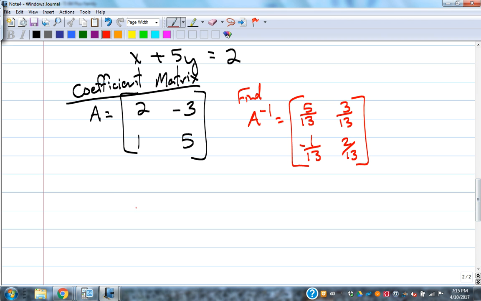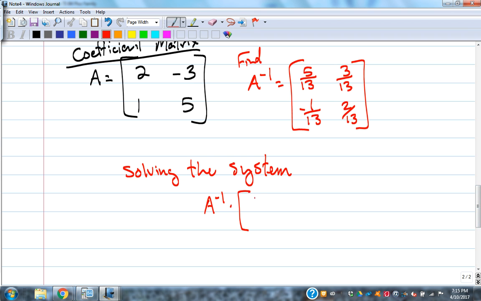To solve the system, you take A inverse times, and this is really what you do, times the augmented part, which is 4, 2. That's how we're going to solve this. And that's going to get us X and Y, the solutions for X and Y.